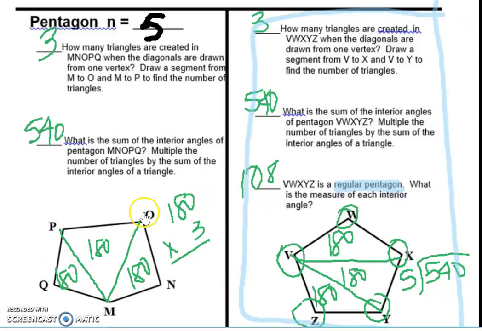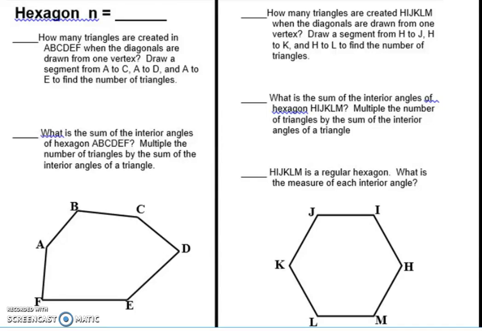Like this on the left, I have no idea how much O, P, Q, M, and N are. I know together they have to equal 540, but I don't know how much each one is separately without further information.